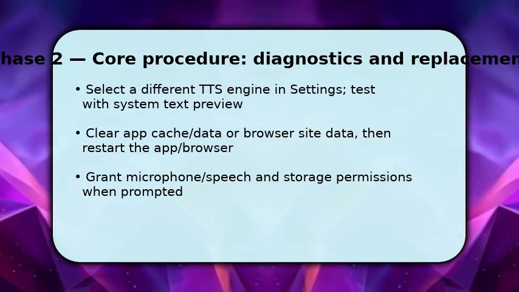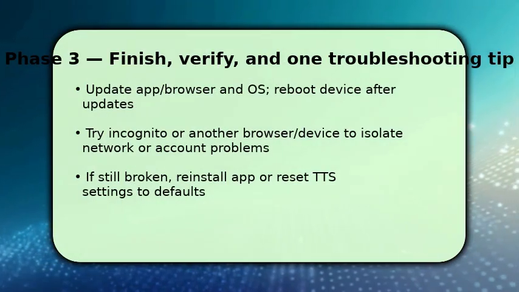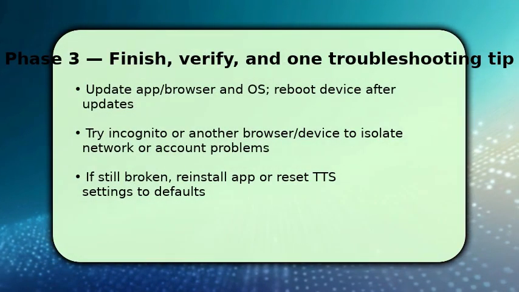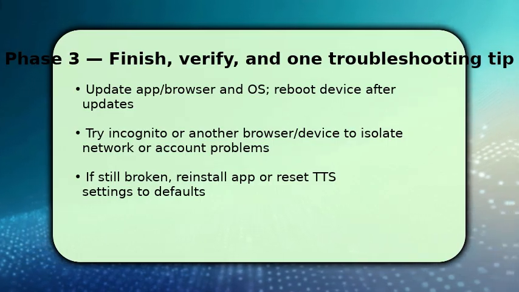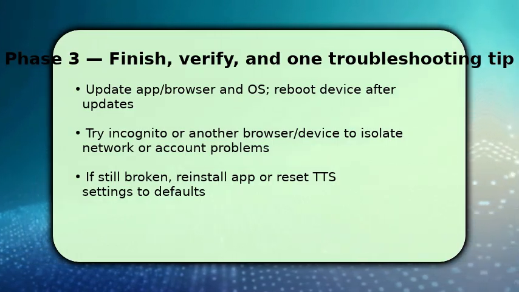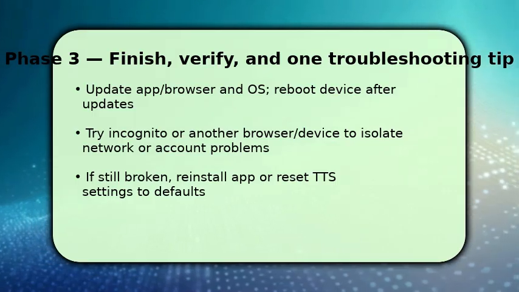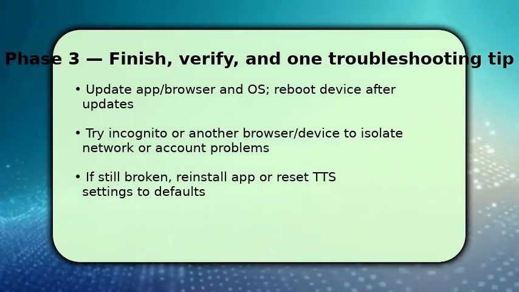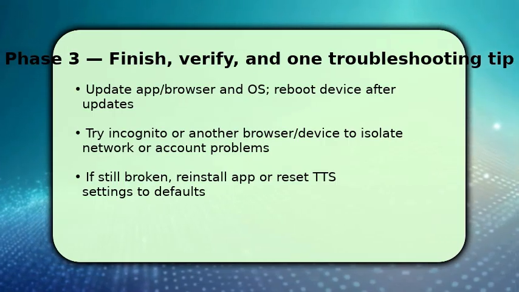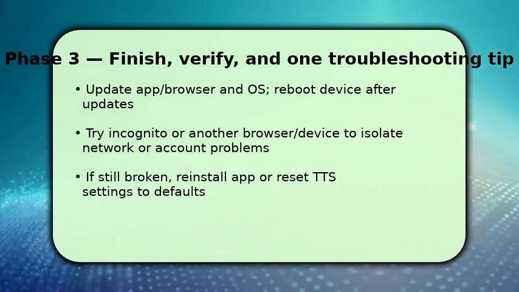If problems persist, test in incognito mode or on another device to determine if it's account, network, or device specific. Reinstall the app or reset text-to-speech settings to defaults as a last resort, since that clears hidden config conflicts. If audio still fails, try one key troubleshooting tip.